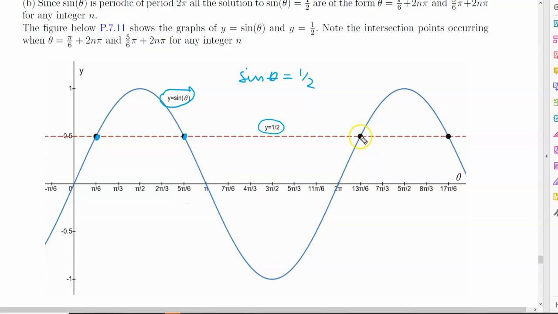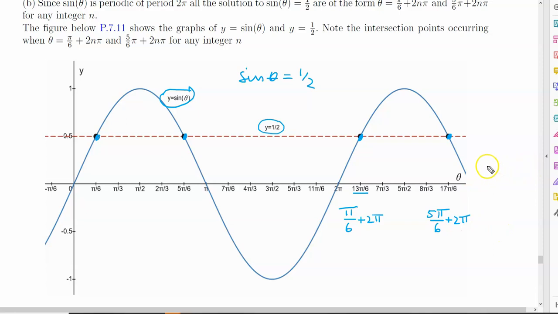And then all the way over here, if we move over, you see this point right here is pi over 6 plus 2 pi. 2 pi being 12 pi over 6, so pi over 6 plus 12 pi over 6 is 13 pi over 6. And then over here is 5 pi over 6 plus 2 pi. So 17 pi over 6 is 5 pi over 6 plus 2 pi.